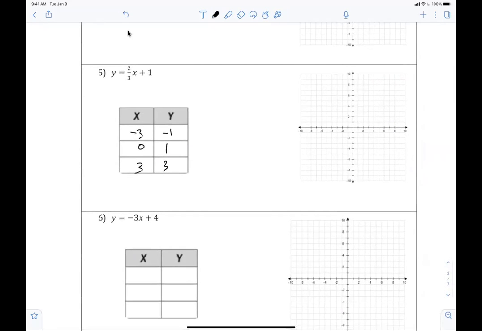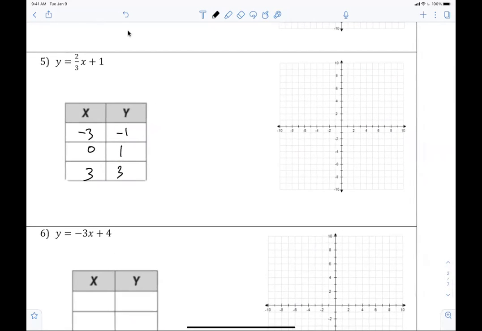All right, be brave. Now plot those 3 points and draw the line. But I want the table filled in. All right, I want the table filled in. Anybody having trouble? Trey, are you with me now?